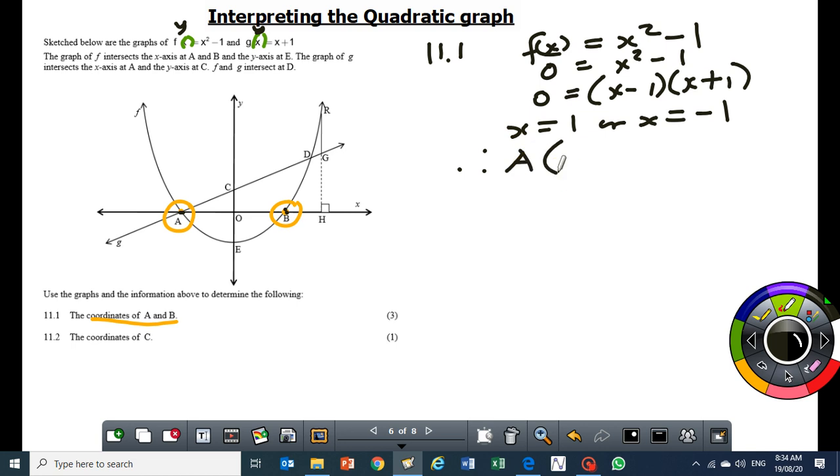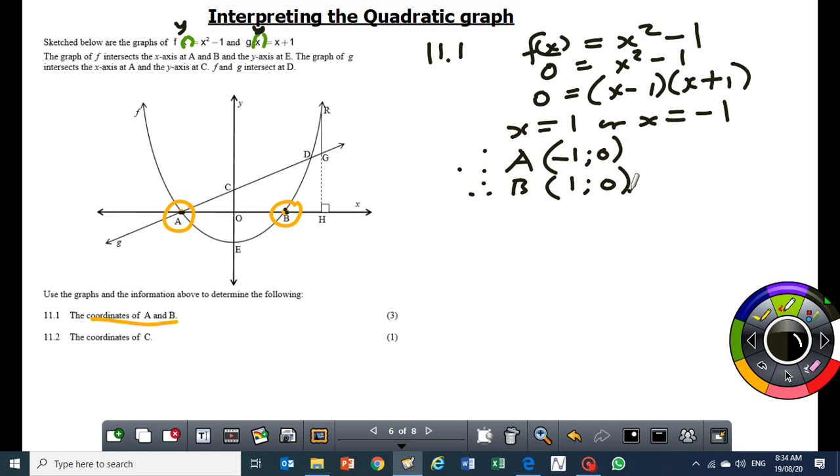So at A, it makes sense to say that x is negative 1 because this is the origin. To the left of the origin, x is negative. So x is going to be minus 1 and y is 0. And then at point B, x will be 1 and y is 0. And then you're done. You get your 3 marks.